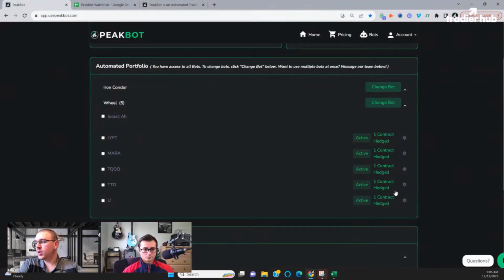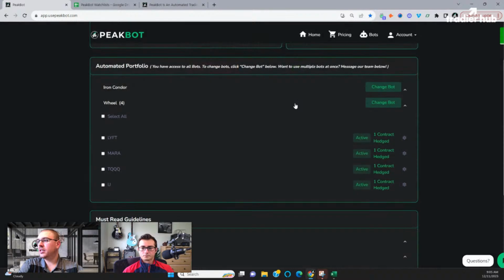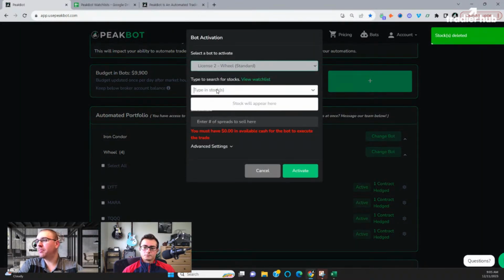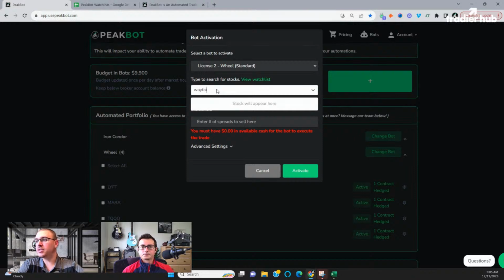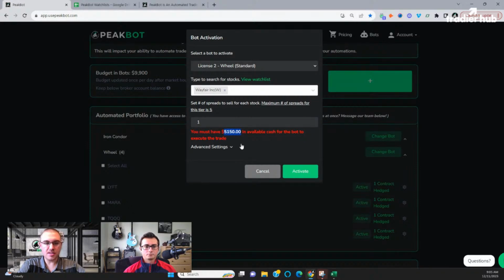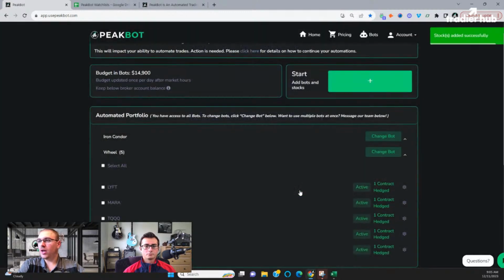I like it. So this time I'm going to click the little settings icon here on the right-hand side. I'm going to remove TTD. And now I'm going to add Wayfair. Step 1, select my bot. Step 2, select my stock. Step 3, set my budget. I'm going to enter one spread here, and this number gives you an estimated number of how much capital you need to enter that contract. It's not always exact. We build in a little bit of a buffer there just in case the stock moves on you. And I'm going to hit activate. And we're ready to rock.